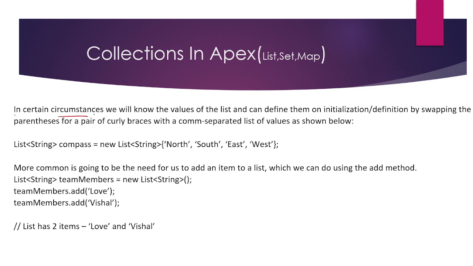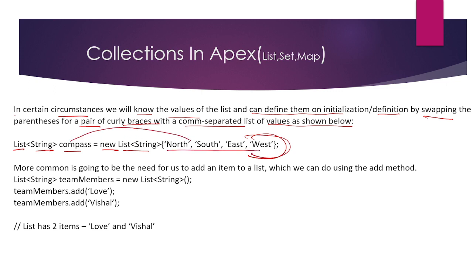In certain circumstances we will know the values of the list and can define or initialize them by swapping the parentheses for a pair of curly braces with a comma separated list of values, as shown below. List of string compass equals new list of string. If we know the values, then we can fill the values directly in that list.